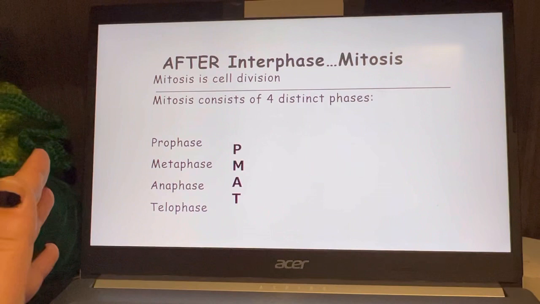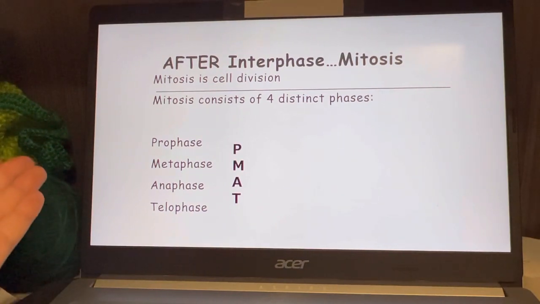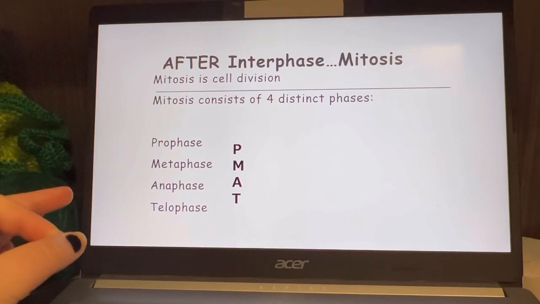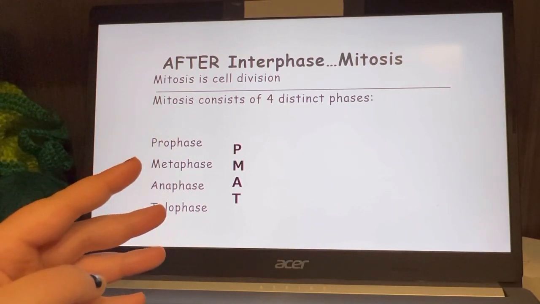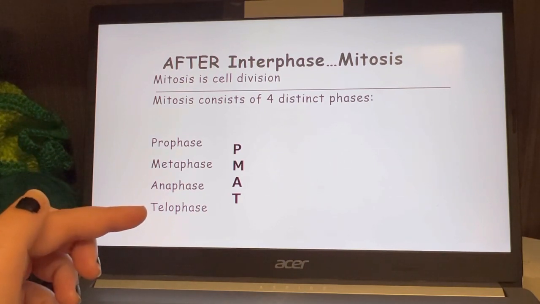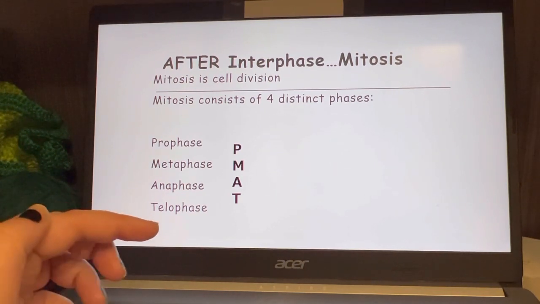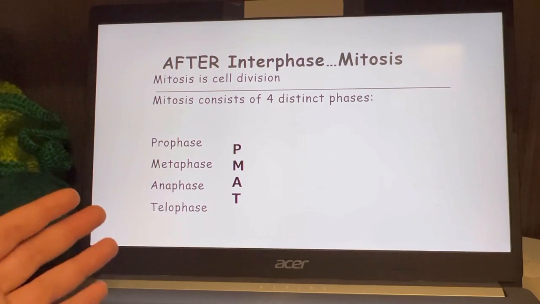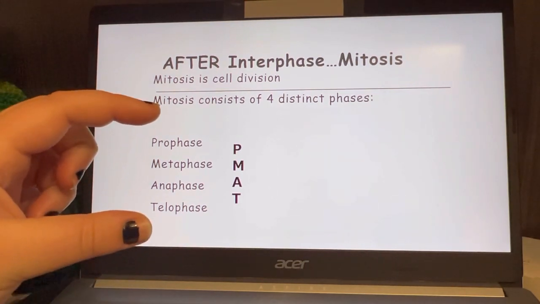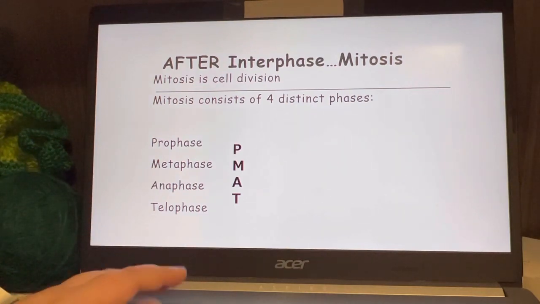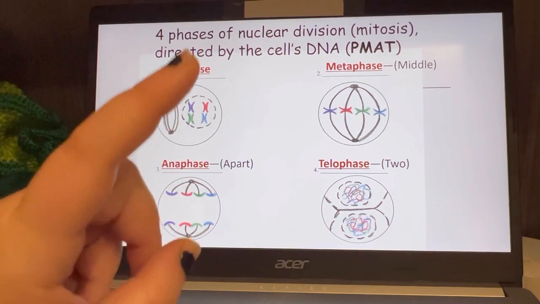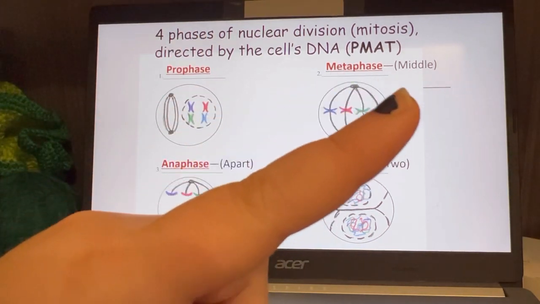Alright, after we have interphase, we begin mitosis. So interphase is technically not part of mitosis. But mitosis has 4 phases: prophase, metaphase, anaphase, telophase. You might be going, Miss, where's cytokinesis? Technically, cytokinesis is not part of mitosis. Just these 4 phases are mitosis. Okay? Next. So 4 phases of nuclear division directed by the cell's DNA, PMAT.